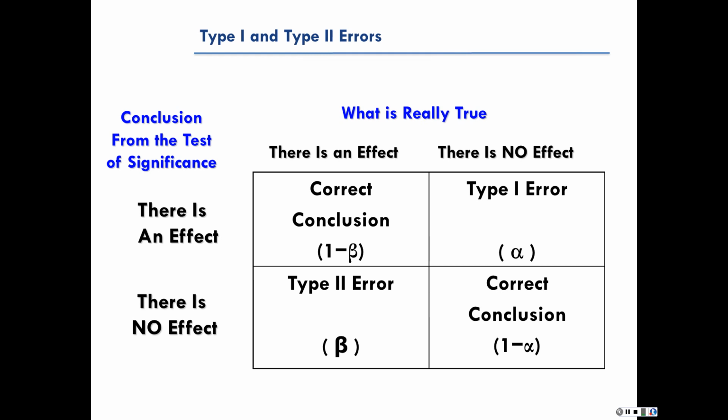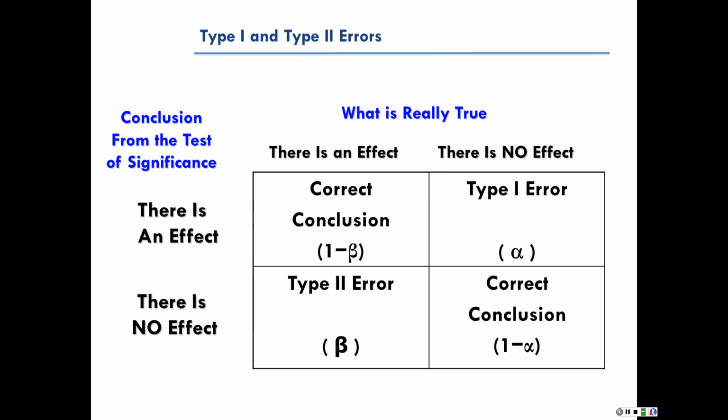That's equal to 1 minus beta. If we conclude that there's no effect and there is no effect, that's also a correct conclusion, equal to 1 minus alpha. But we also have our two types of errors.